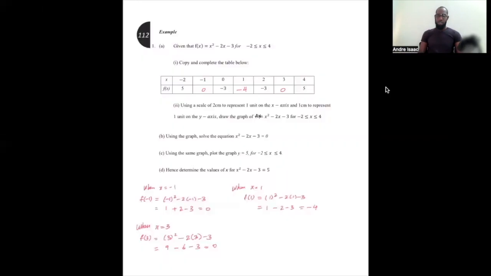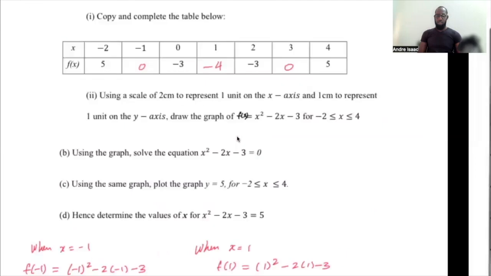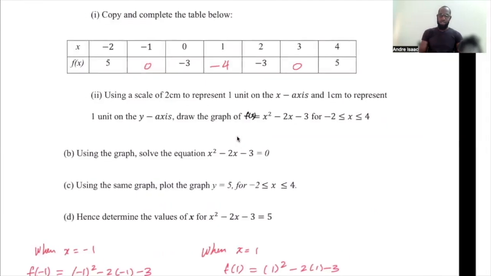Continuing. They said part B, using the graph, solve the equation x squared minus 2x minus 3 equals 0. What this is asking you is when the curve cuts the x-axis, what are the x values? They can also say solve f of x equals 0. That's another way of asking the question. So if this is your graph, where the graph cuts the x-axis, it'll be here and here, right?